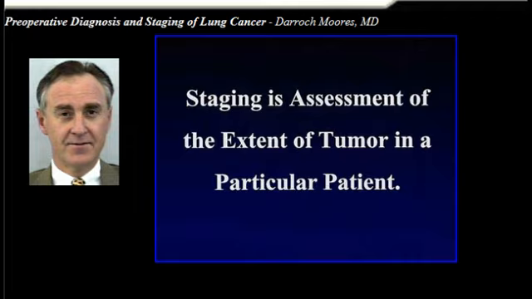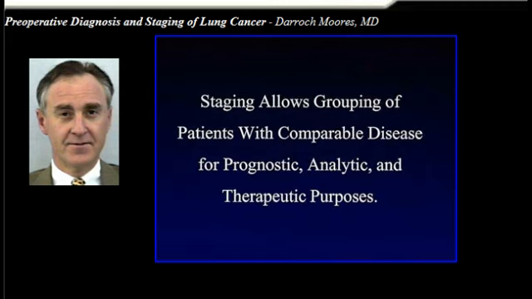The staging of lung cancer follows the TNM classification that was worked out by the American Joint Commission on Lung Cancer and the UICC. Staging is defined as the assessment of the extent of a tumor in any particular patient. Staging allows for a grouping of patients with comparable disease for prognostic, analytic, and therapeutic purposes. It's in order to make some sense out of the hodgepodge of patients so that you can figure out how best to treat these patients and determine their prognosis.